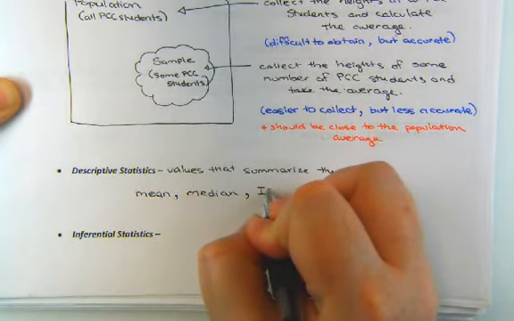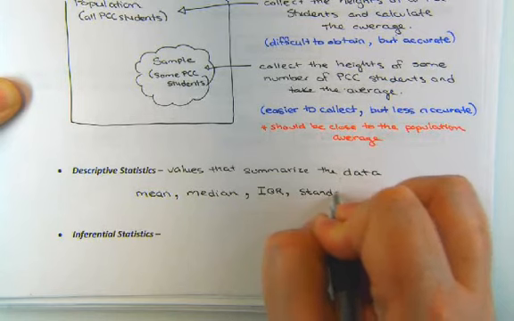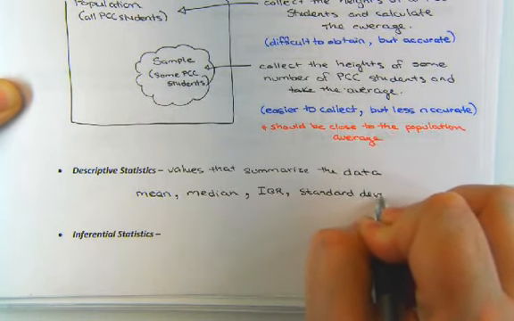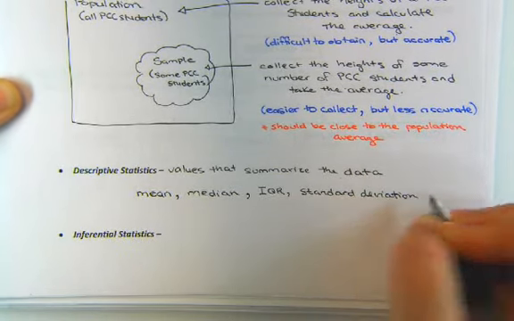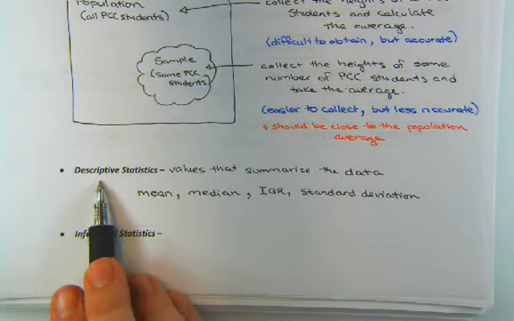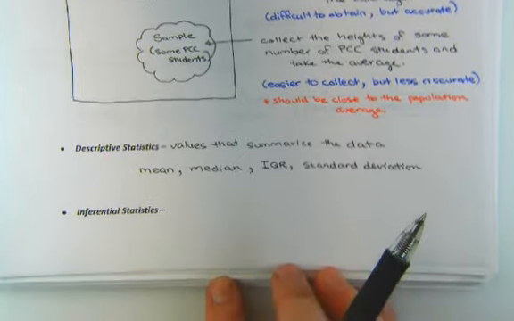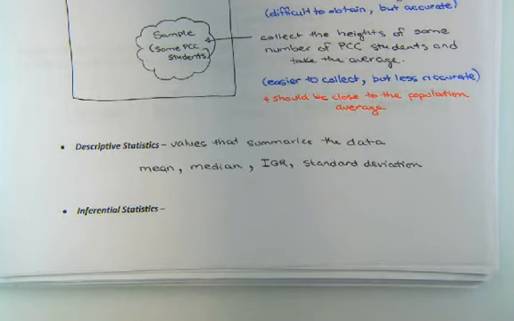And we're also going to talk about spread for our data. So there's something called the interquartile range that we'll talk about, and standard deviation. The idea is that each of these give us a number to describe our data. So that's where it becomes descriptive statistics, these different numbers that we can get out that give us an idea of what's happening within our data.